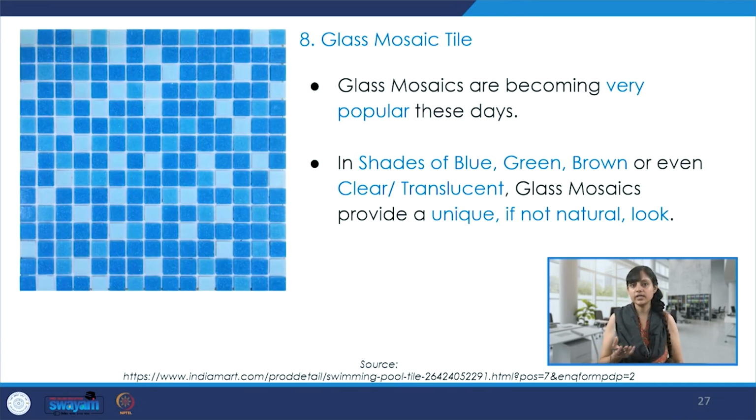Then there is glass mosaic tile. Glass mosaics are becoming quite popular these days, and it's very common to find them in shades of blue, green, brown, or some custom made color pigments. They are also available in clear, translucent appearances, and they provide a very unique look, if not natural. So they are still in demand.